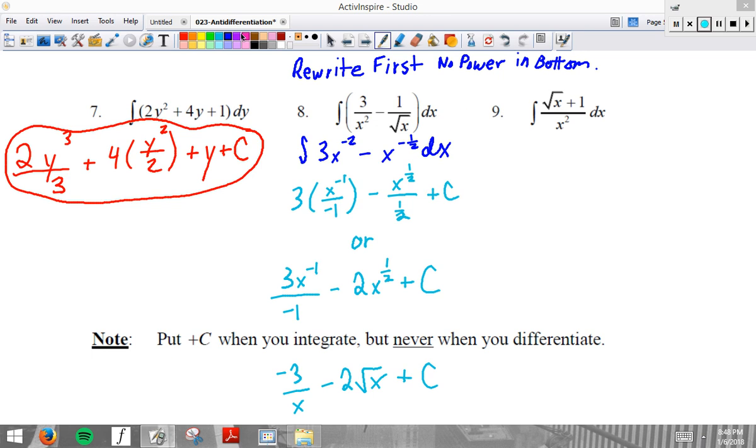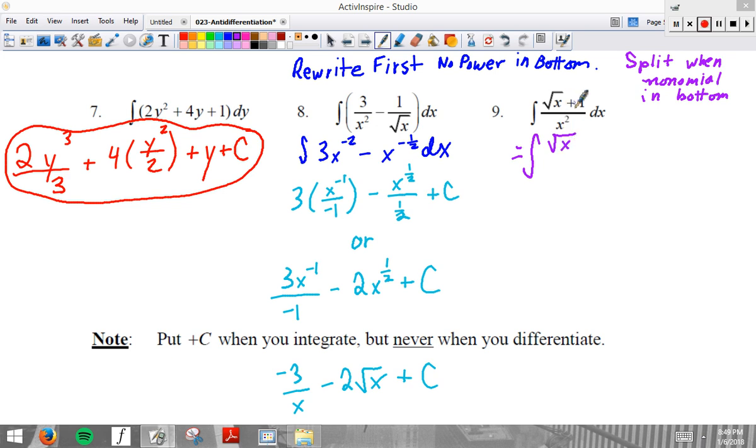Now, besides having powers in the bottom, we also want to get in the habit of splitting when there's a monomial in the bottom. Now, maybe you're like, I don't know what a monomial is. Anytime there's one term in the bottom, I want to split it because there's no quotient rule for integration. There's no product rule for integration. You want to be careful that you split this accurately.